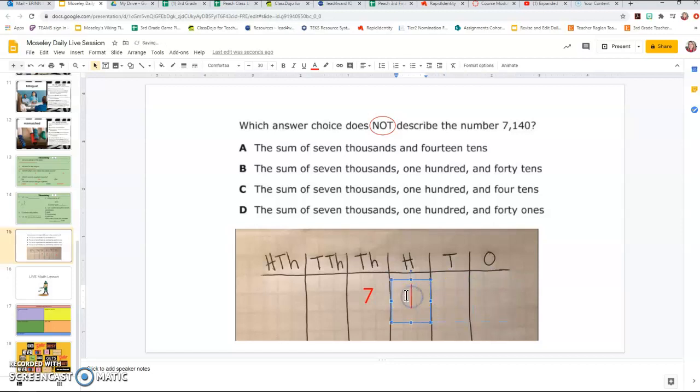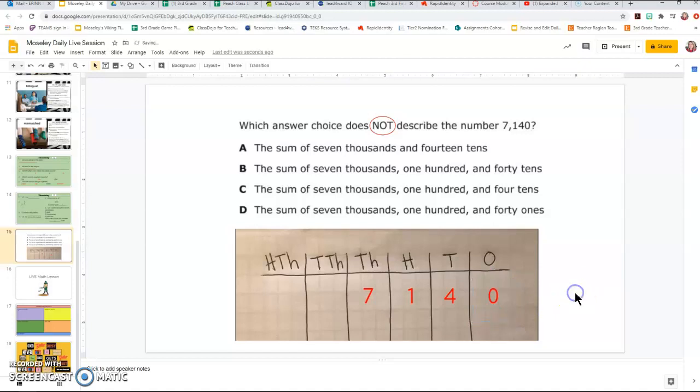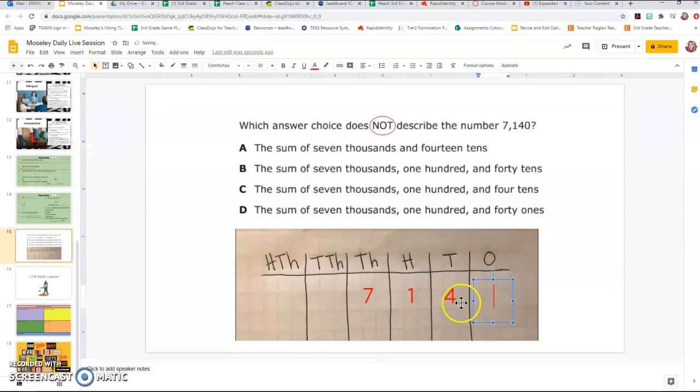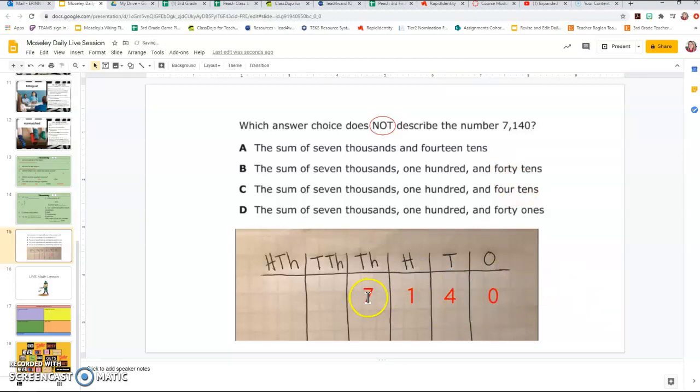Okay? So remember, we're plugging in these numbers. The sum of 7,140 tens, which comes out to be 4 tens and 0 ones. Remember, if they tell you 40 right here, if they say 40 tens, you shift that 0 over to the ones place. So 7,140 matches 7,140. So we know this one does describe. But remember, we want to know which one doesn't.